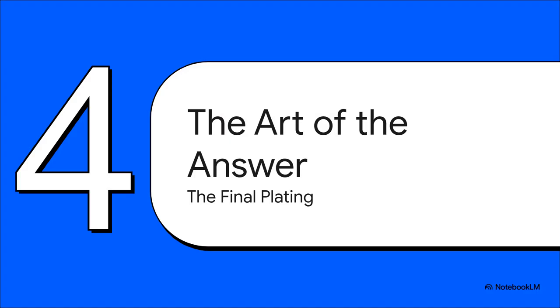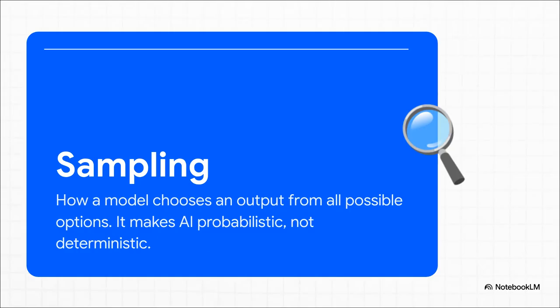Okay, so we have a tamed model, but how does it actually decide what to say, word by word? This is the final step in our recipe, how the answer is actually served up. You could call it the final plating. Well, the process is called sampling. And for every single word it generates, the model calculates the probability for every possible next word in its vocabulary. Now, here's the key. It doesn't always pick the most likely word. It samples from the likely options. This is the crucial reason AI is probabilistic. It's playing the odds. It's not just following a rigid script.